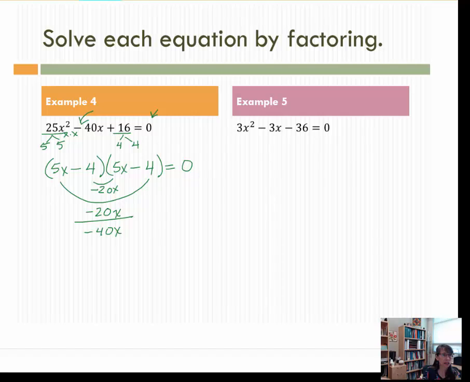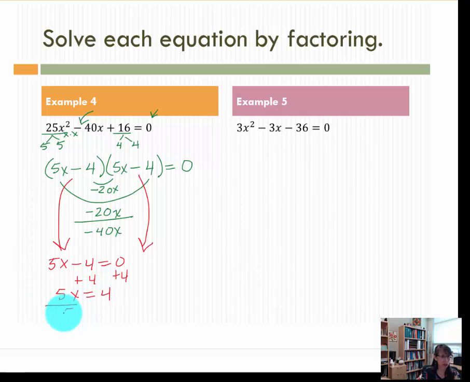So we're going to set each of our factors equal to 0. Now what do you notice about these factors? Do you see how they are identical? So there's no need to set this up twice. Just take 5x minus 4 and set it to 0 and solve it one time. Adding 4 to both sides, I get 5x equals 4. Division by 5 gives me an x value equal to positive 4/5.